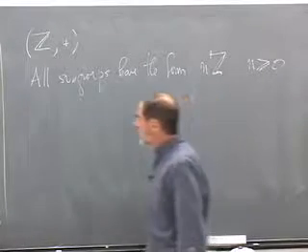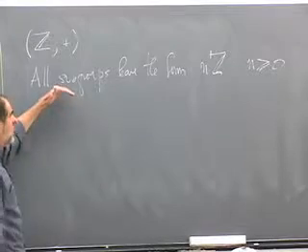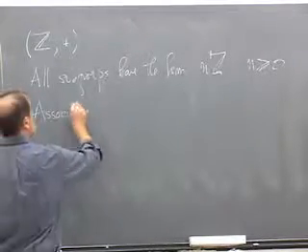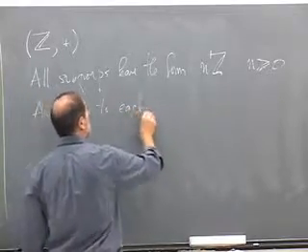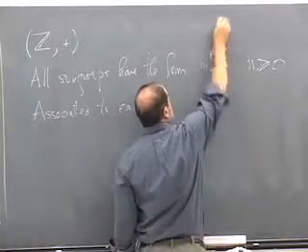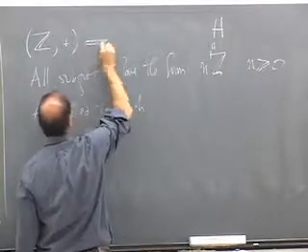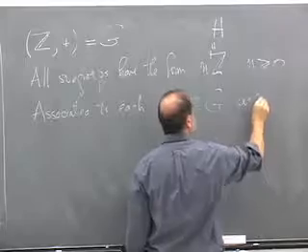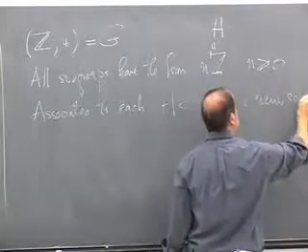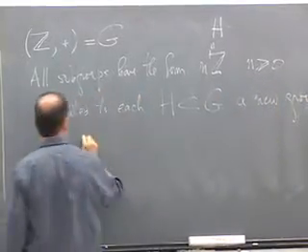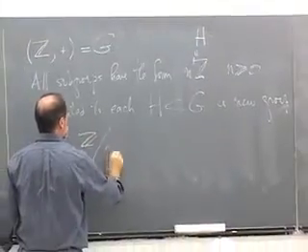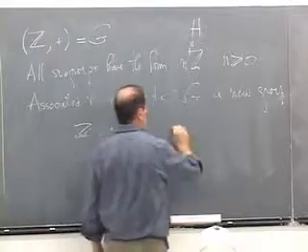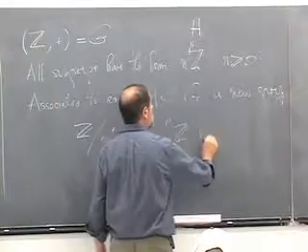And last time, Peter associated to every subgroup, so this is our subgroup H, this is our group G, each H in G, a new group, which he denoted Z mod NZ. So that's notation that's due to Gauss. So this would be called Z mod N.